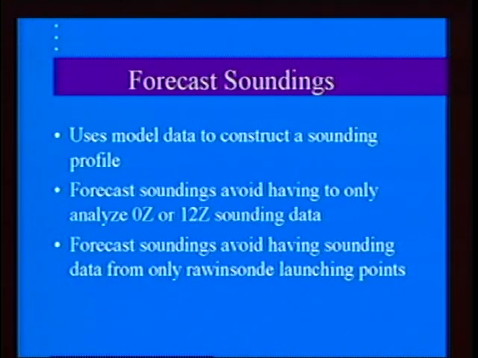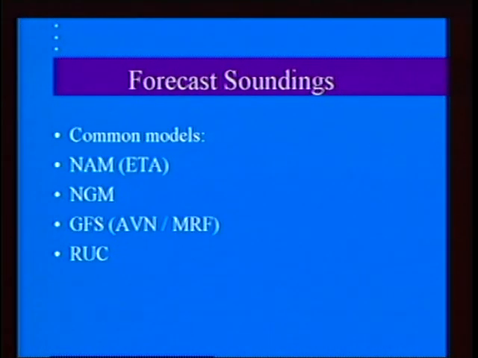Forecast soundings avoid having sounding data only from the rawinsonde launching points. When using the models, many different locations can be used, not just where they launch the weather balloons from. There are several models that are used to construct forecast soundings. There are websites available where, in real time, you can access the forecast sounding from various models, including the NAM, the nested grid model, the Global Forecast System, or the Rapid Update Cycle.